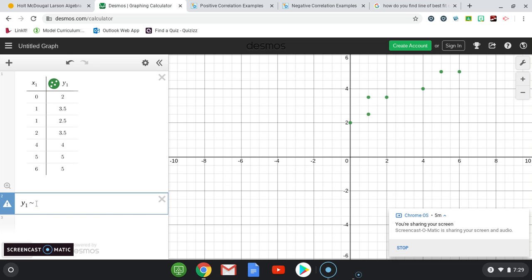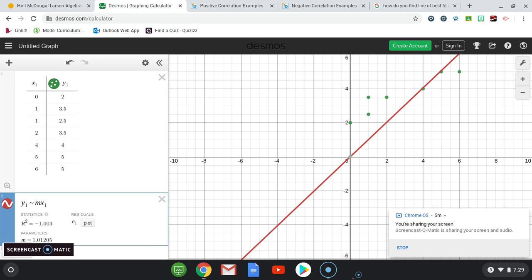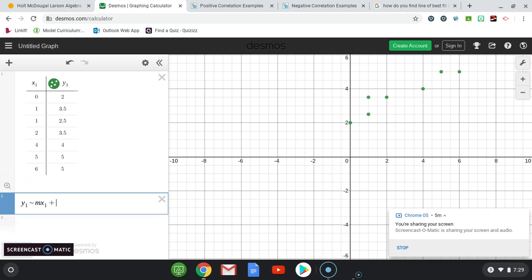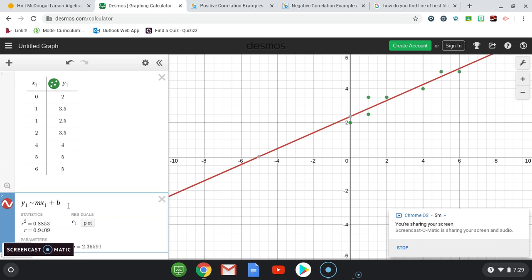So you see that squiggle line right there? If you hit shift and then next to the number 1, at least that's where it is on my keyboard. You're going to have to find it on your keyboard. And after you do that, you're going to hit the letter M and then X1. And then we're going to do plus B. So this is what you want to type into the box: Y1, squiggle line, M, X1 plus B. And you'll see it threw the line right in there. And that line goes right down the middle of that data. So that line is the line that represents the data.